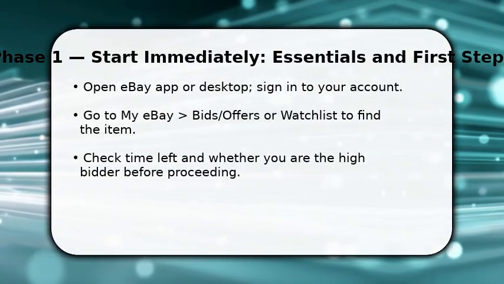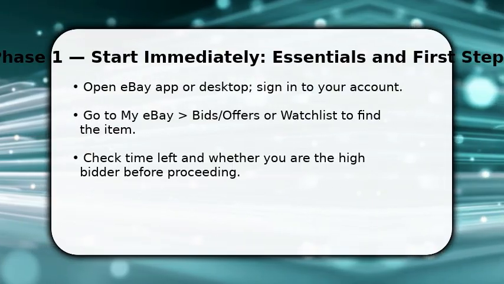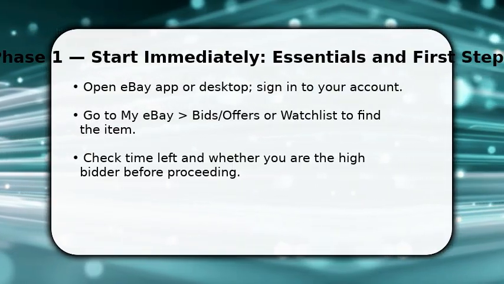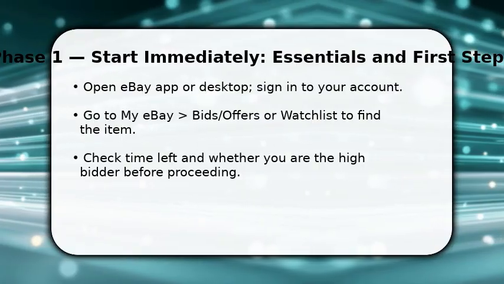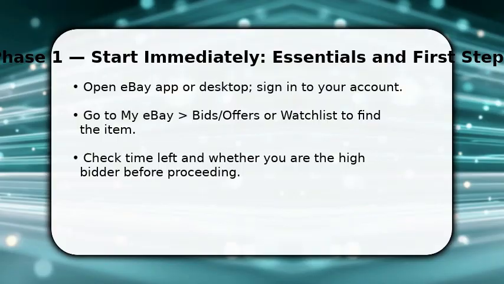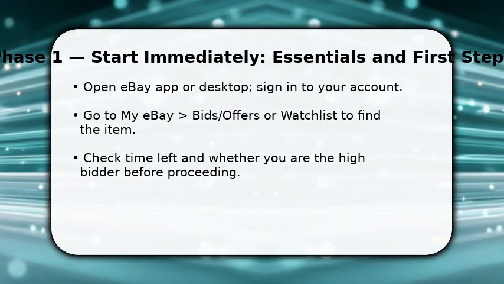If you're outbid, there's nothing to cancel. Simply remove from watch list. If you're the high bidder, click the bid amount or the More Actions menu to see cancellation options. This opens the pathway for the next deliberate steps.